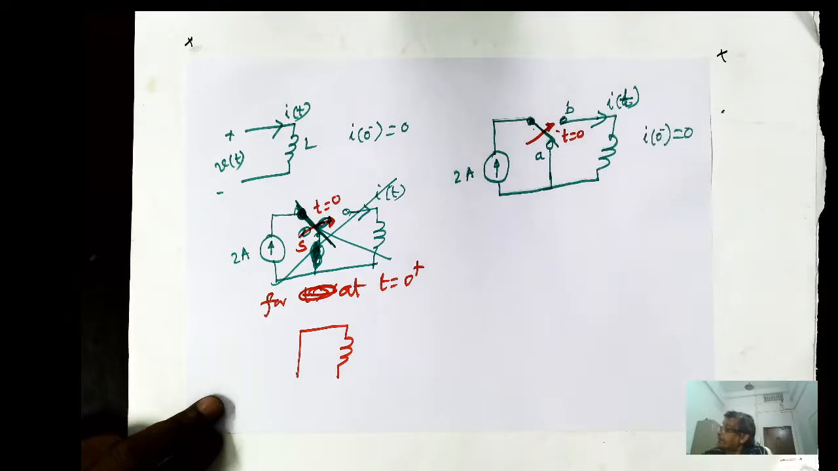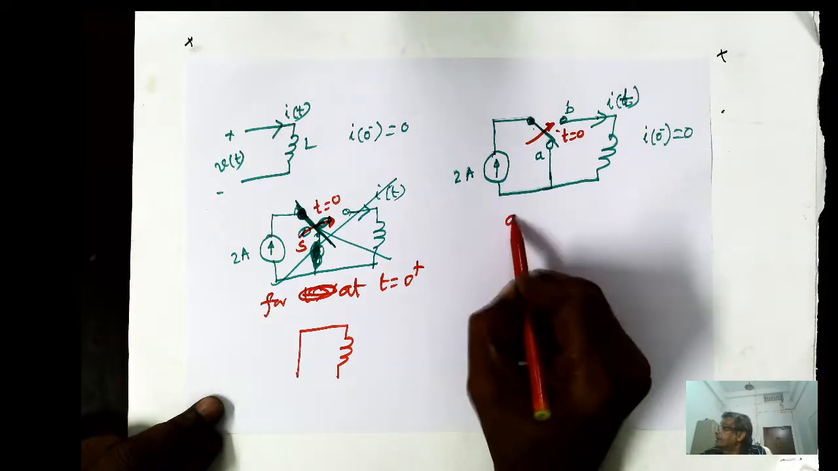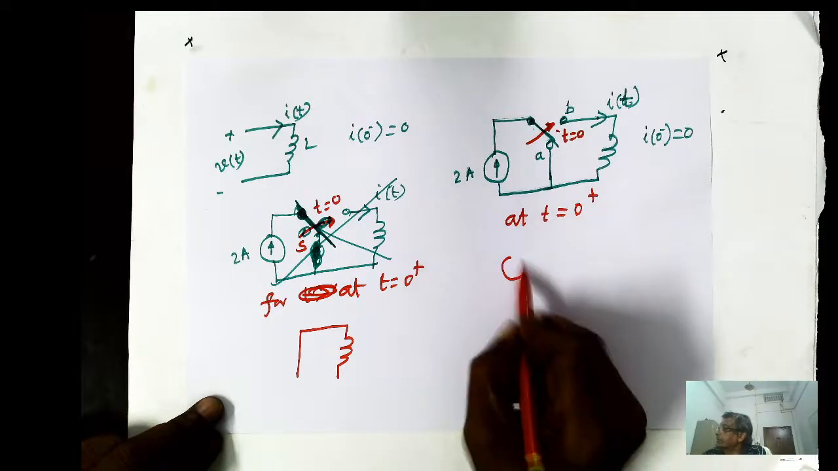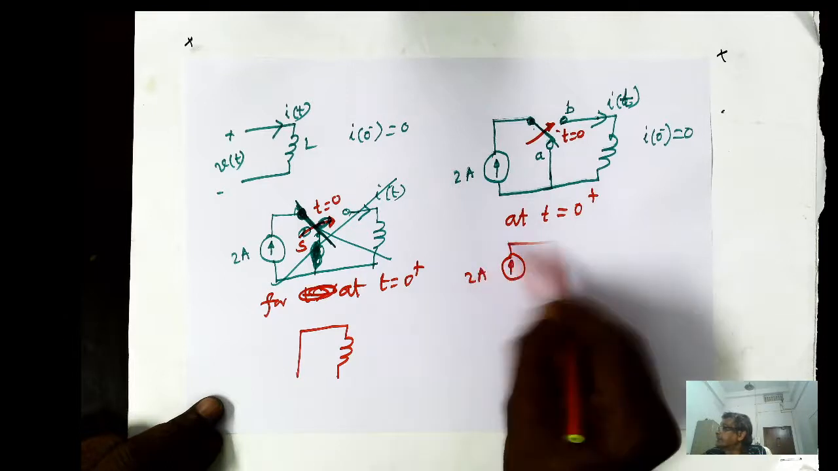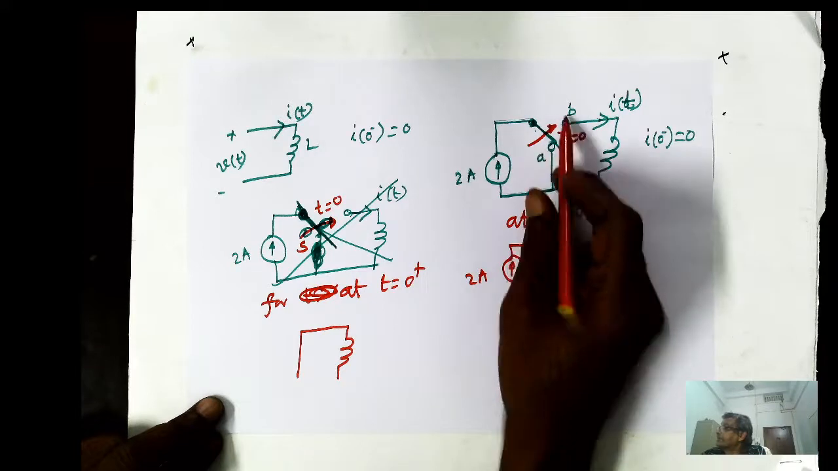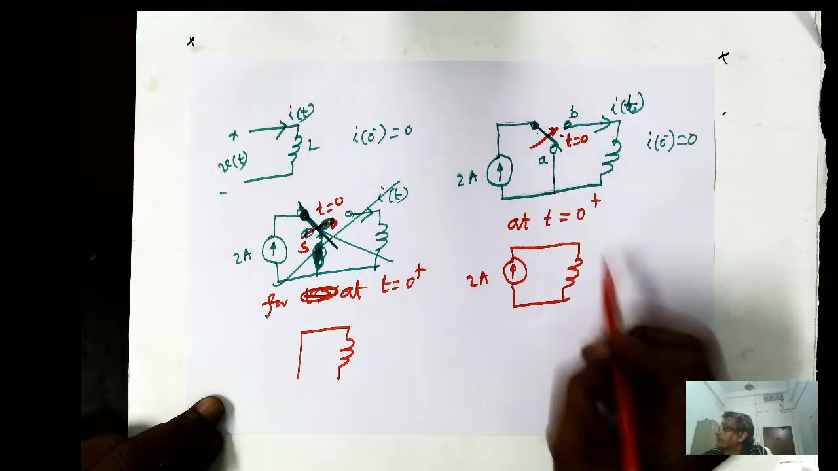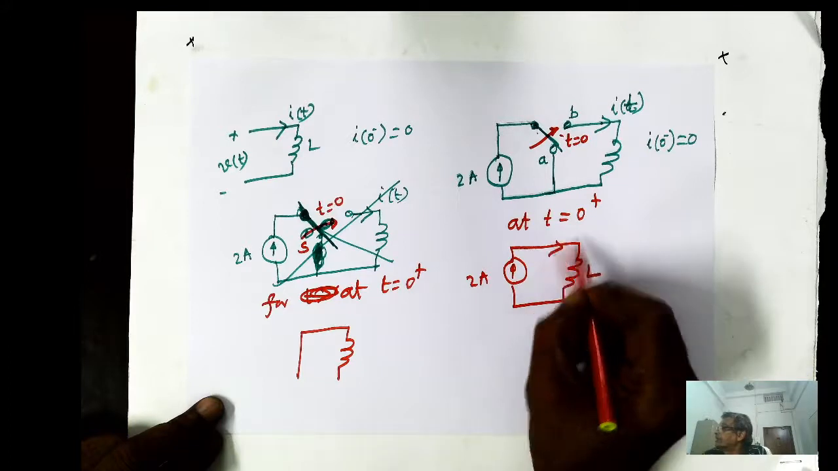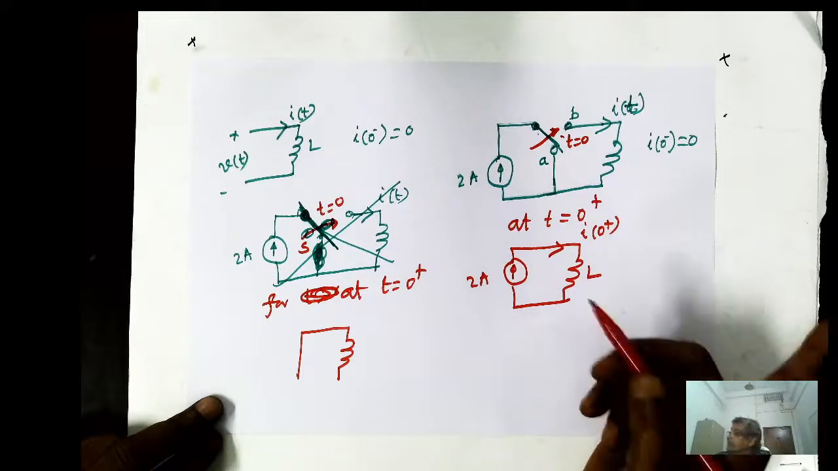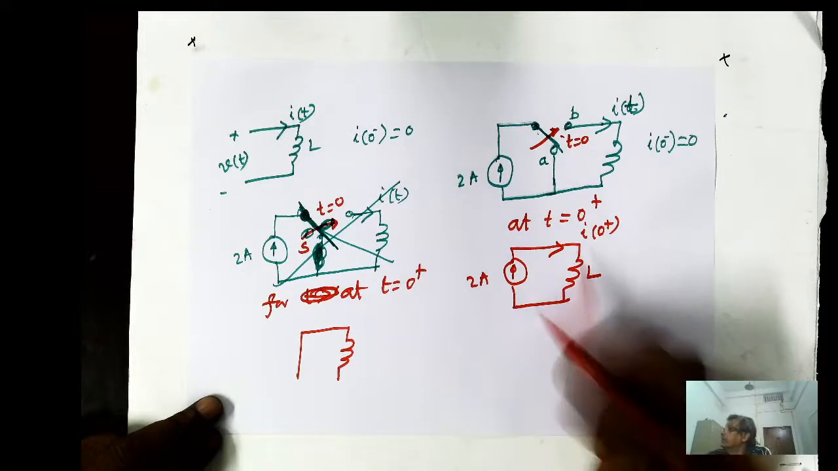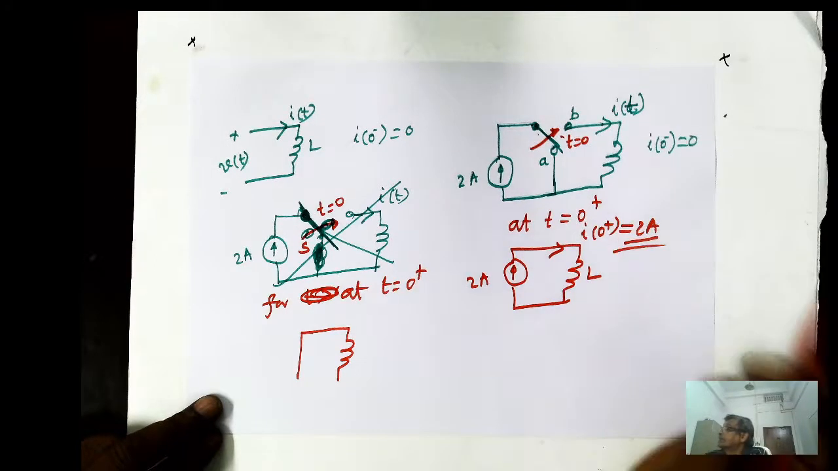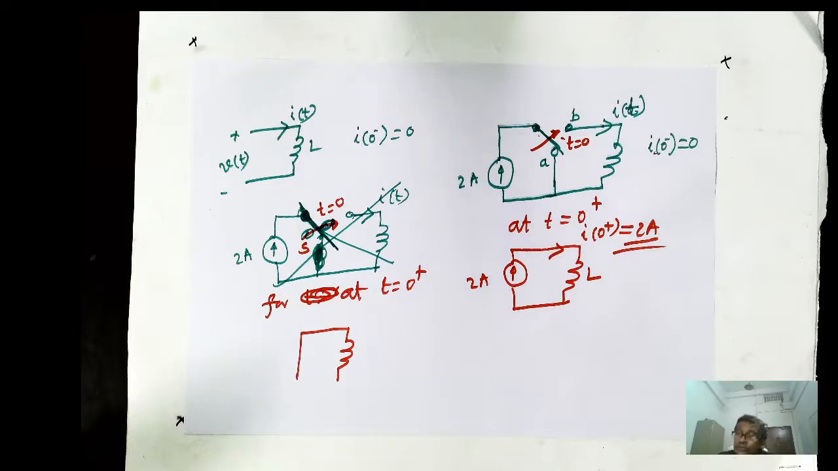Then the circuit at t equal to 0 plus will look like a 2 ampere current source and this inductor, nothing else. Because this has gone to this side, it is open circuited. So this is the thing, and this is the current I0 plus. And what is I0 plus? The current source decides the current. That's all. So it has to be 2 ampere. So I0 minus was 0, I0 plus becomes 2 ampere.